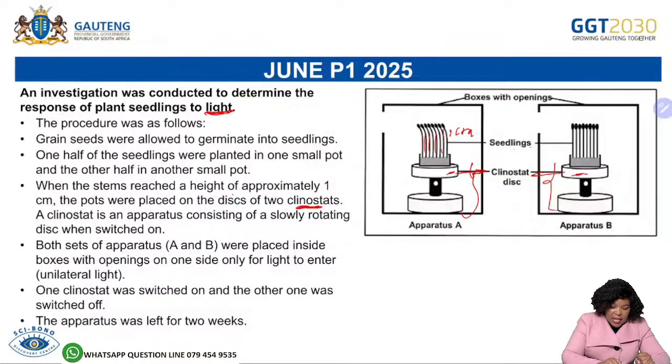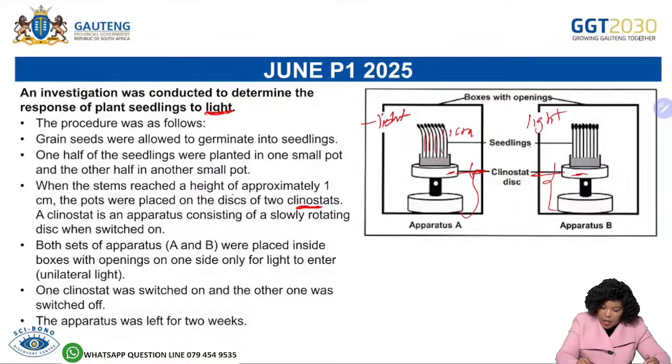Now, both sets of apparatus A and B were placed inside boxes with openings on one side only for light to enter, meaning this is light coming from one side. We call it unilateral light because it's coming from one side. Uni means one. Let us take a look at where the light is coming from. Here is the opening, light. So you follow. Seedlings were placed on the discs, and the 2 boxes were opened on the side, each box covering each setup.